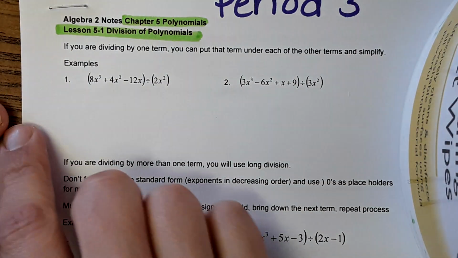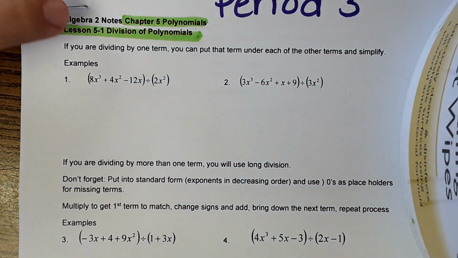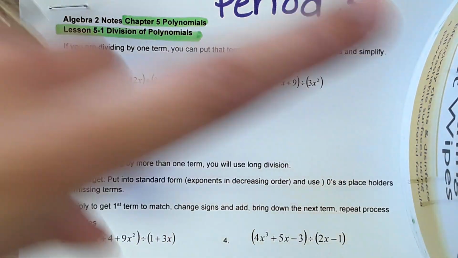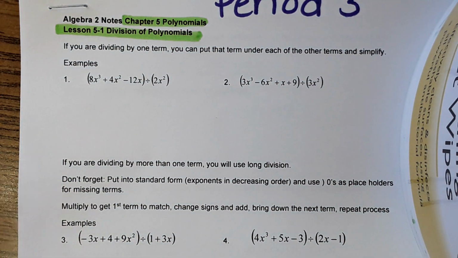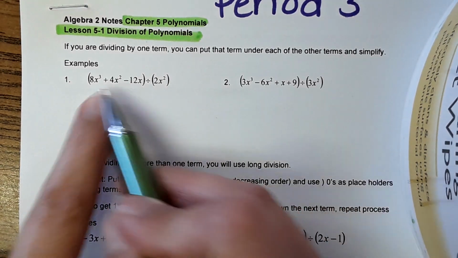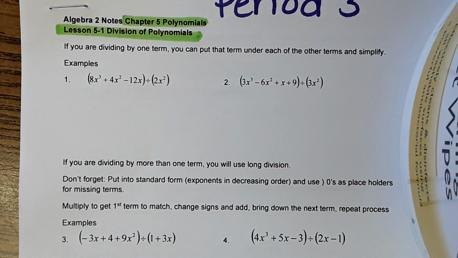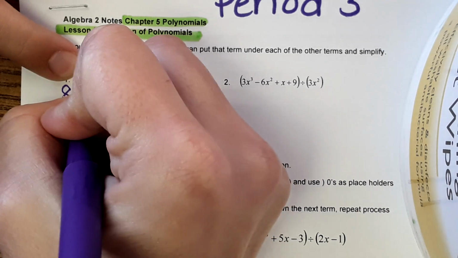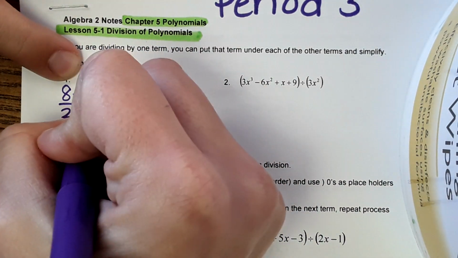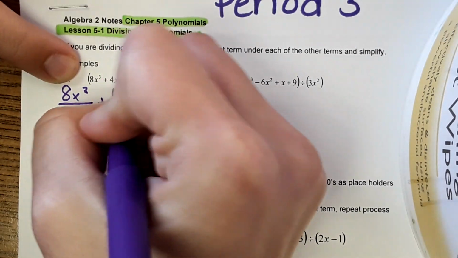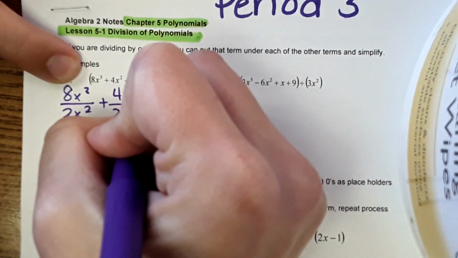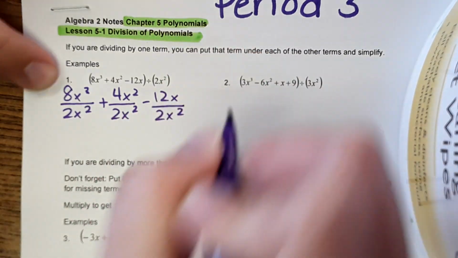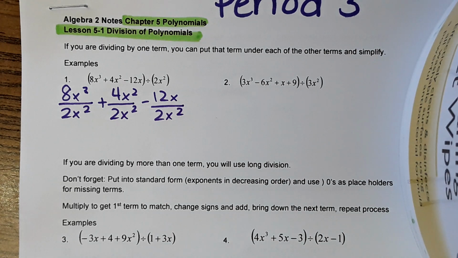Okay, so starting with 1 and 2, it starts pretty simple. It says if you're dividing one term into the polynomial, you can put that term under each of the other terms and simplify. What that means is, so this is what we're dividing by, the divisor. We're going to divide each term by that number. So here's what it will look like. Divided by 2x squared plus 4x squared divided by 2x squared minus 12x over 2x squared. So we're dividing each term by that divisor.